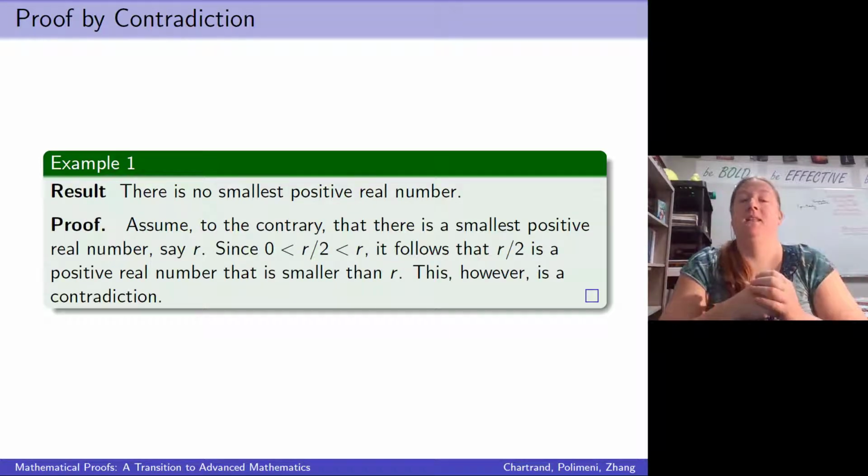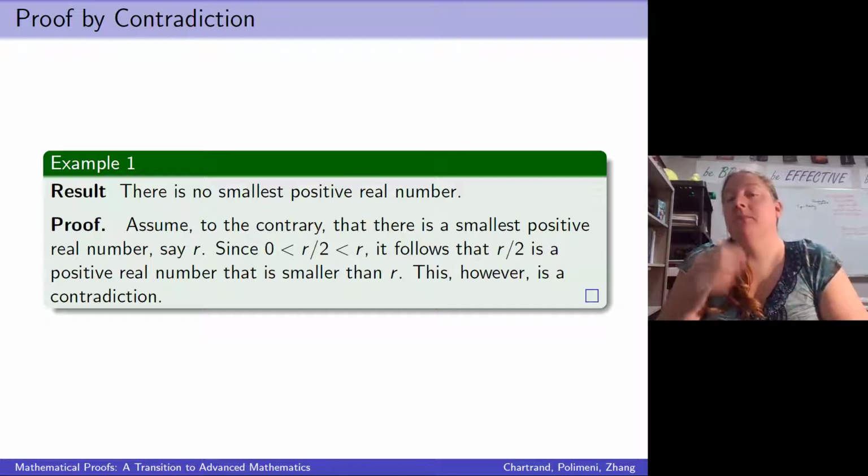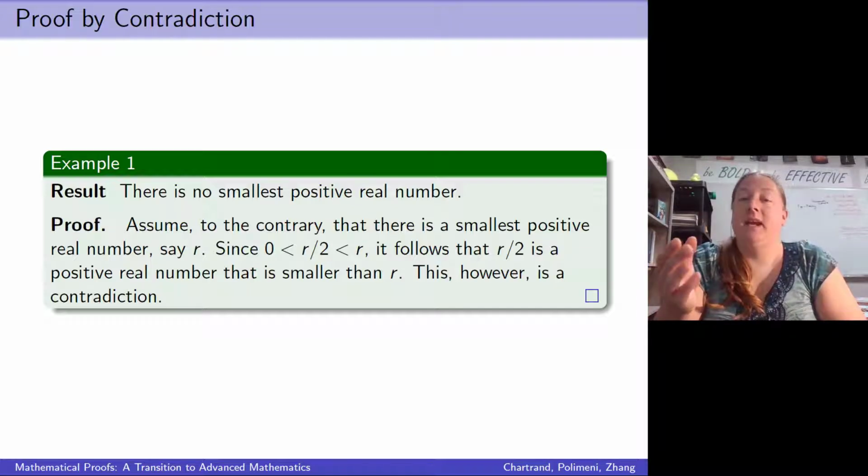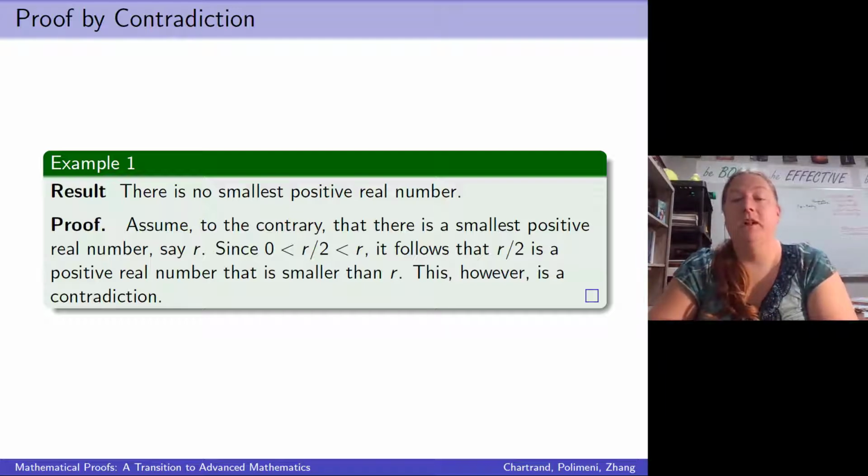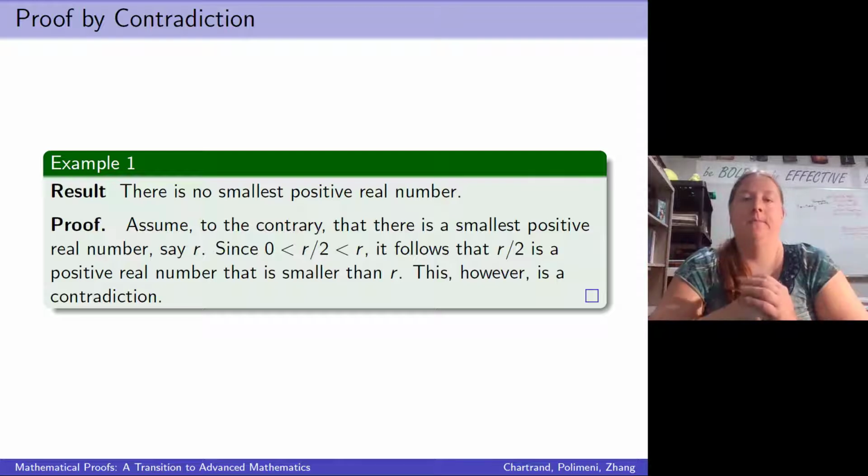So here's one. There's no smallest positive real number. Proving this directly or with a proof by contrapositive would be incredibly hard to do. But with a proof by contradiction, I can just say, assume to the contrary. There actually is a smallest positive real number. And then I can give it a name. I don't want to use a specific number because that's an example, but I can use some specific variable and work with that. So I'm going to say that the smallest positive real number is R.